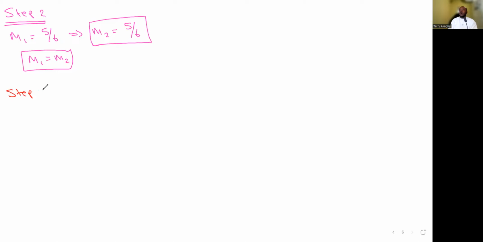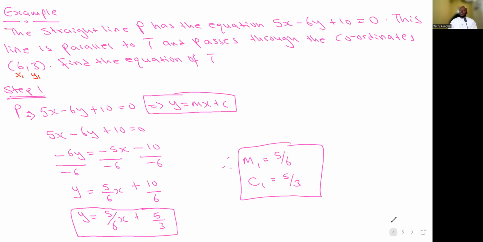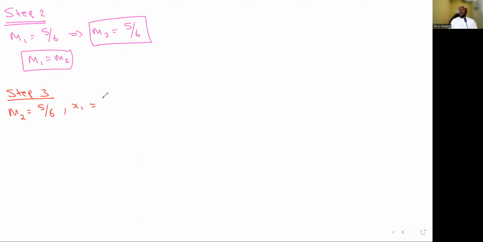Step 3, we know the slope for the second line was what? 5 over 6. We know the x1 was 6, and the y1 was 3. So x1 was 6, and the y1 was what? 3. We have 1 point and 1 slope. So you're going to use the 1 point form, okay? And that 1 point form is what? Y minus y1 is equal to m times x minus what?